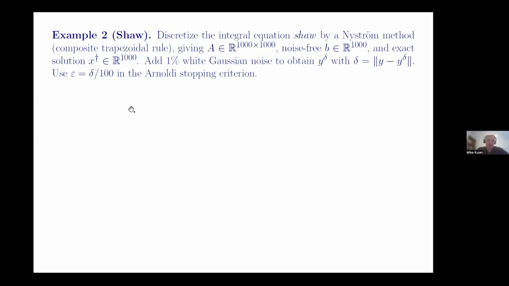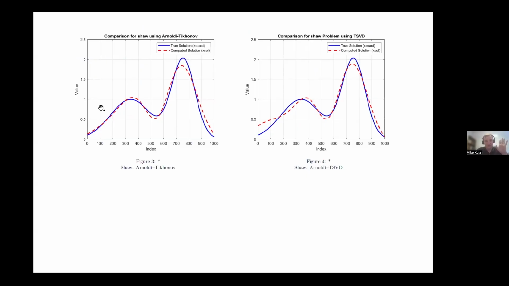We also checked another classical integral equation, Shaw. Why it's a benchmark: because the real solution, the exact solution, is known. We compared it with a restored solution. You see the accuracy there was also pretty high, and it was comparable to applying truncated SVD.